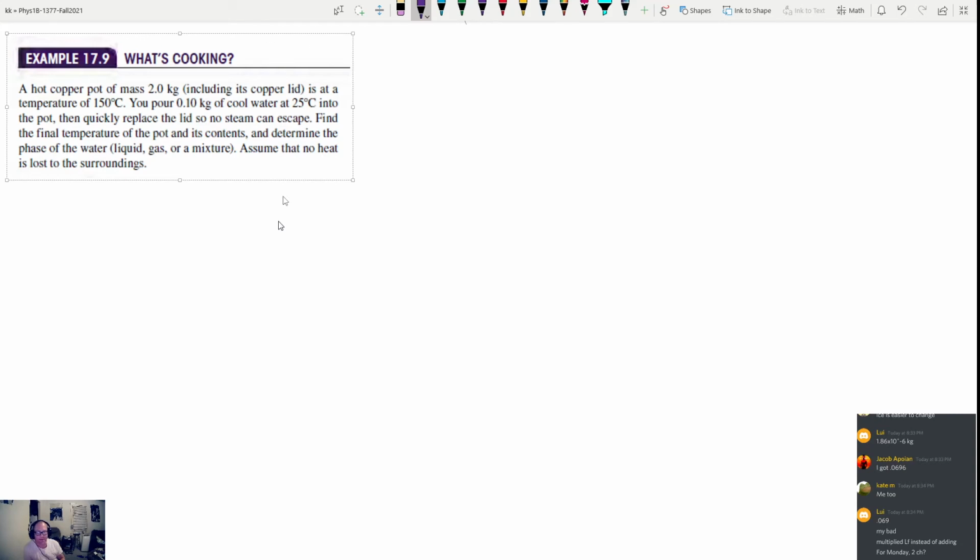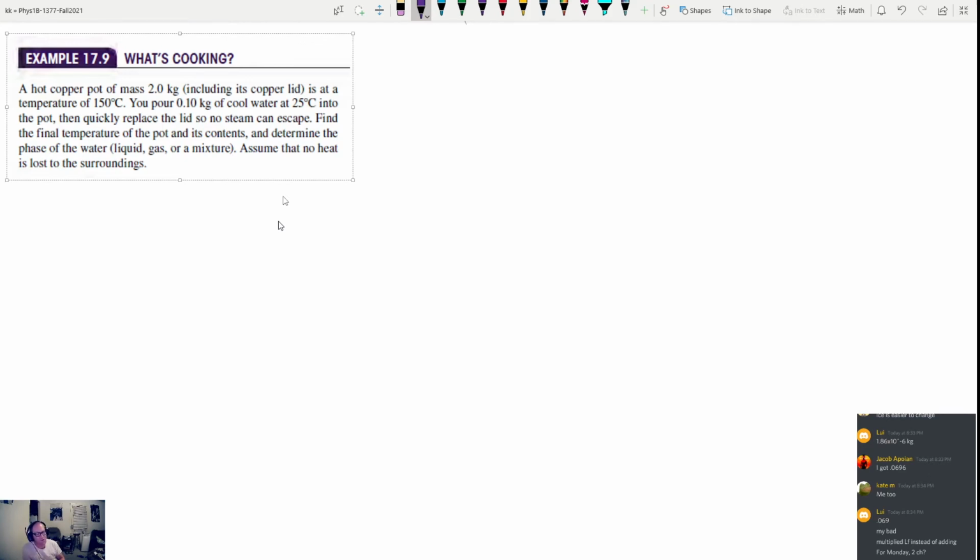This is a hot copper pot. Mass of 2 kilograms is at a temperature of 150 degrees Celsius. You pour 0.1 kilograms of cool water at 25 degrees Celsius into the pot, and then you quickly replace the lid so no steam can escape. Find the final temperature of the pot and its contents, and determine the phase of the water. Liquid, gas, or a mixture. This is what makes these kind of problems challenging.